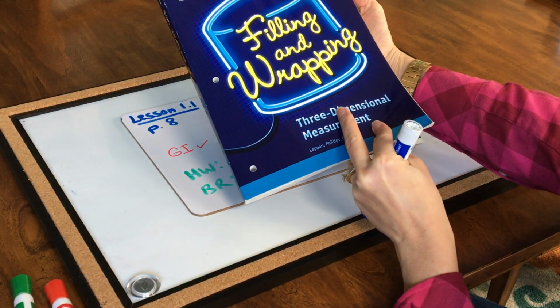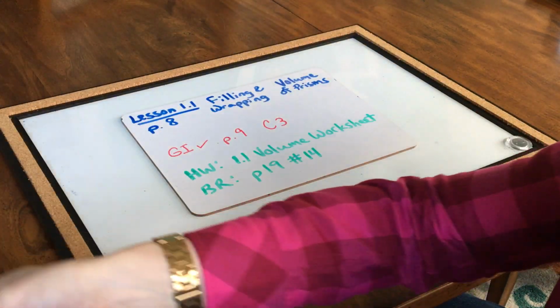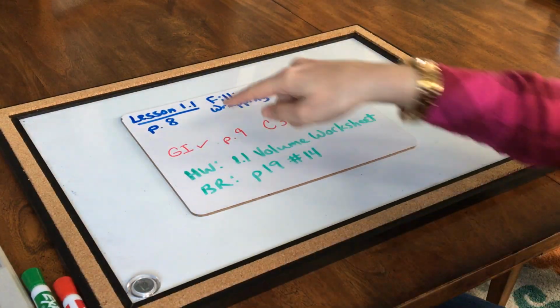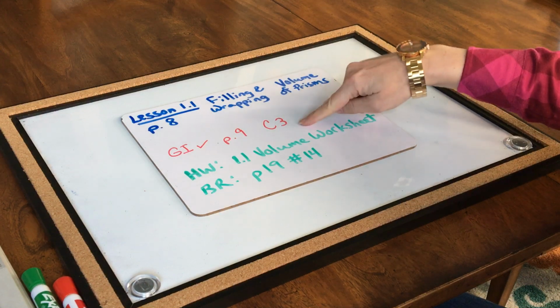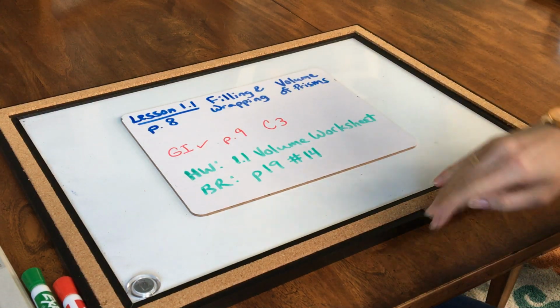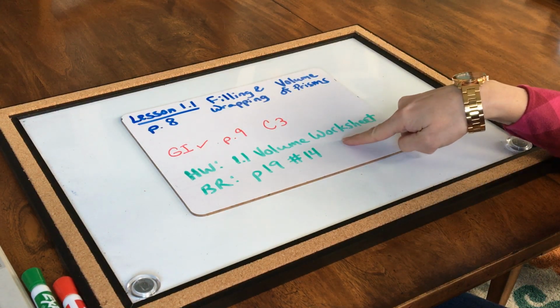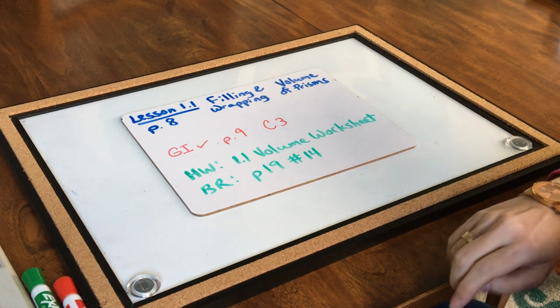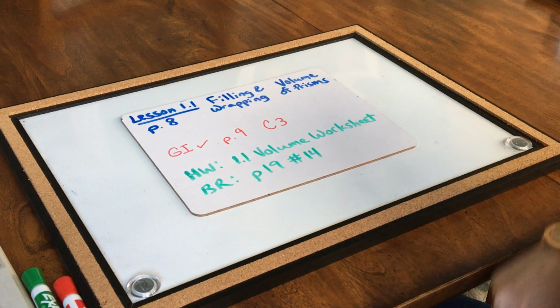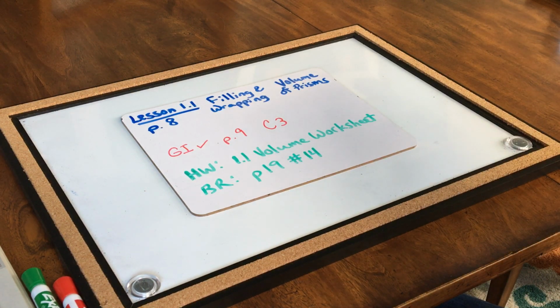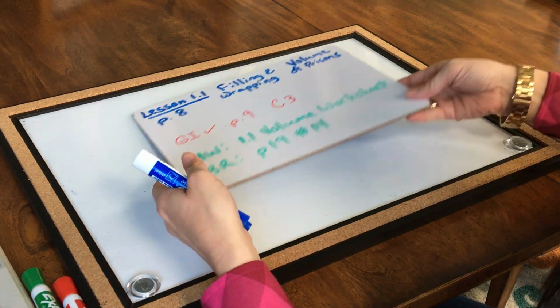Today we're going to be working on lesson 1.1, page 8, and that's reviewing volume of prisms. Our gotta check is going to be page 9, C3, and our homework today is the 1.1 volume worksheet. You'll find this attached to your Google Classroom, and our bell ringer today is page 19, number 14. Okay, let's get started.